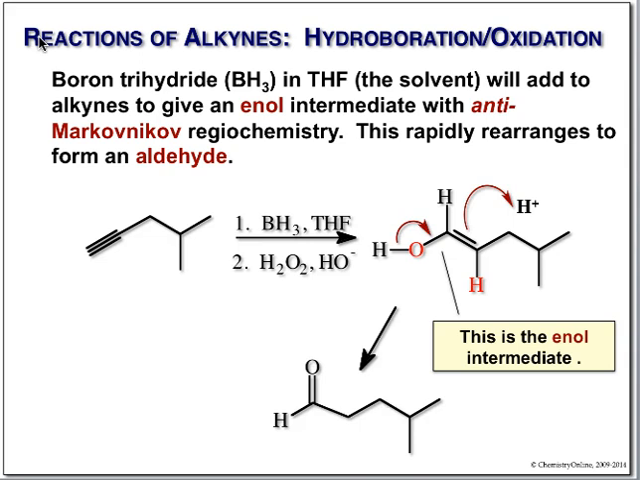Why is this an aldehyde and the other one was a ketone? Well, because what's attached here? Hydrogen and our enol hydroxyl group. So, hydrogen stays in the same place. This becomes a carbonyl. This becomes a CH2. Any questions?